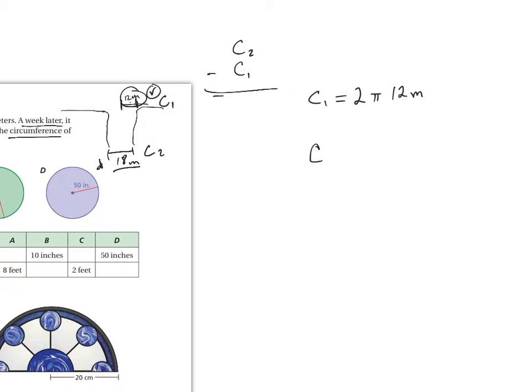For my C2, I have the diameter one, so I just have to put in my diameter, which is 18m, and multiply it times pi. And you can decide if you're going to do 22 over 7 or 3.14, or whichever one you have easier for you to work with, okay? Next page.